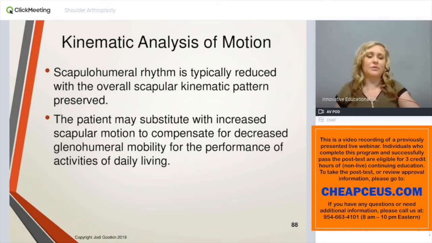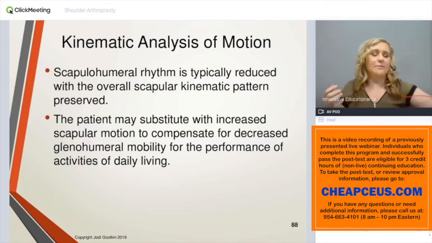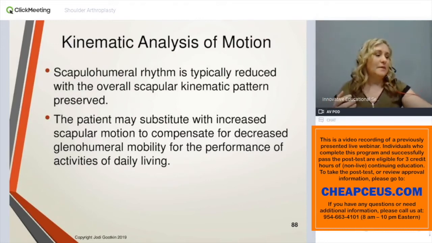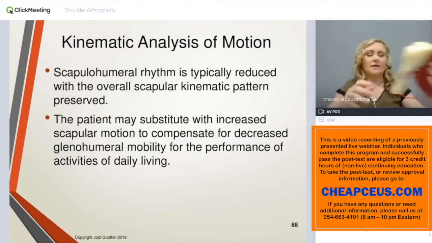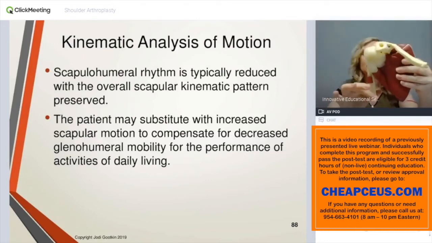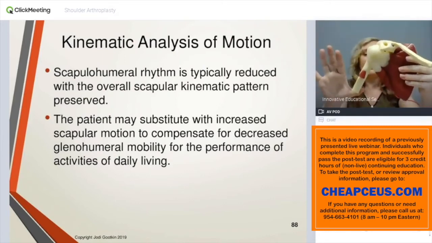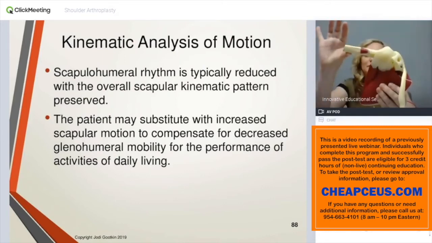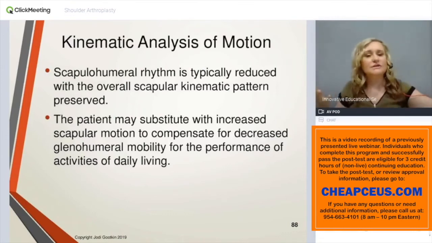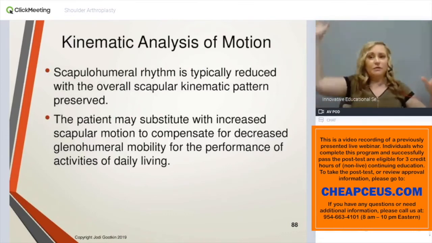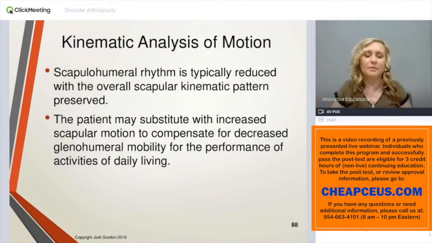They've done some interesting studies where they looked at how patients utilize their upper extremity following a shoulder arthroplasty. We know that we have our normal scapulohumeral rhythm, that as the patient abducts or flexes their upper extremity, we have a certain amount of glenohumeral compared to scapular rotation that occurs in a different proportion that allows for full functional upper extremity range of motion.